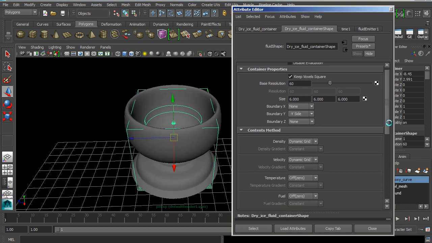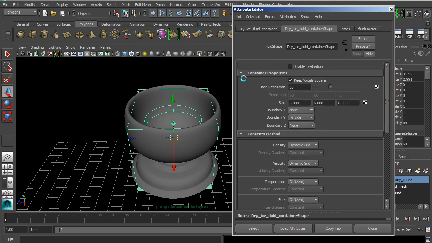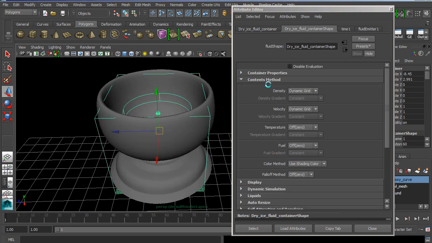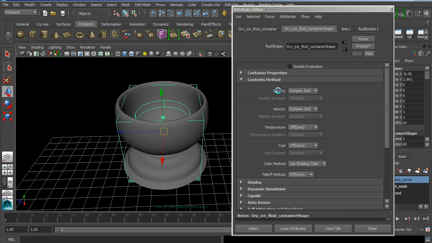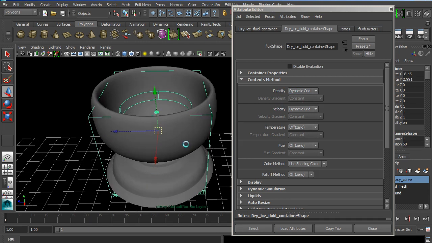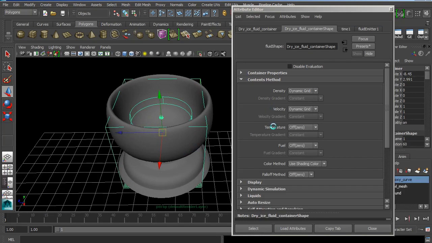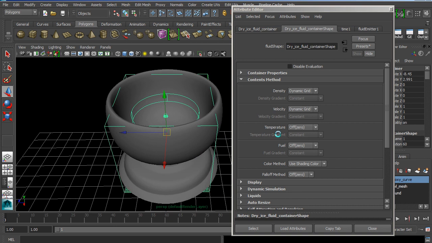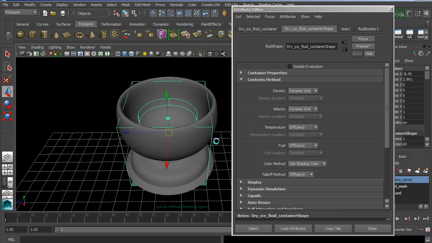Okay. Now coming to the content method, as we can see, we would like to go for the density and velocity, these two grids, only the dynamic grid. Since we have already discussed, there is no usage for the temperature and the fuel for this particular reaction, so I just don't want to consider the temperature and the fuel. The density and velocity will play a perfect role here. So both are set to dynamic, the density and the velocity.